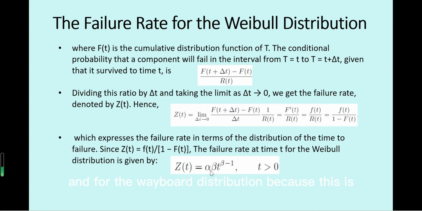And for the Weibull distribution, we just fill in the Weibull distribution's density function and the cumulative probability function, and we get C(t) equals alpha beta t to the power beta minus 1, for the hazard rate, for the failure rate, for any time. So we can calculate for any time t its failure rate.